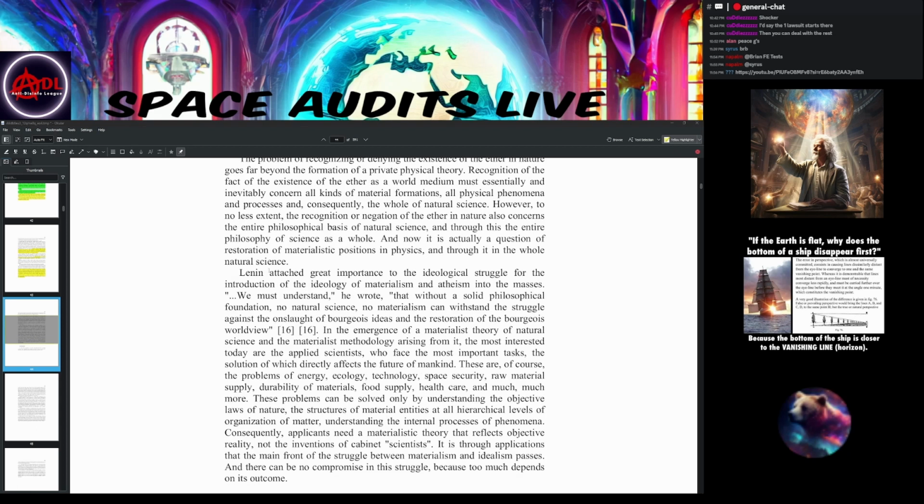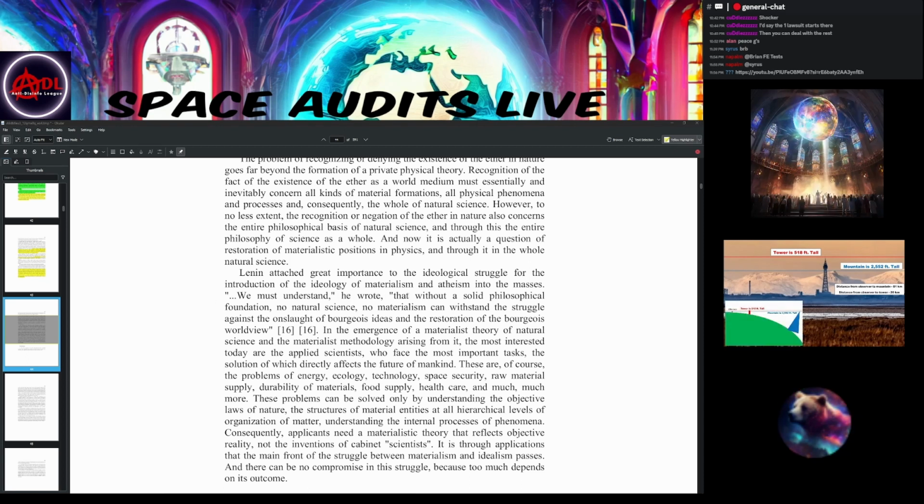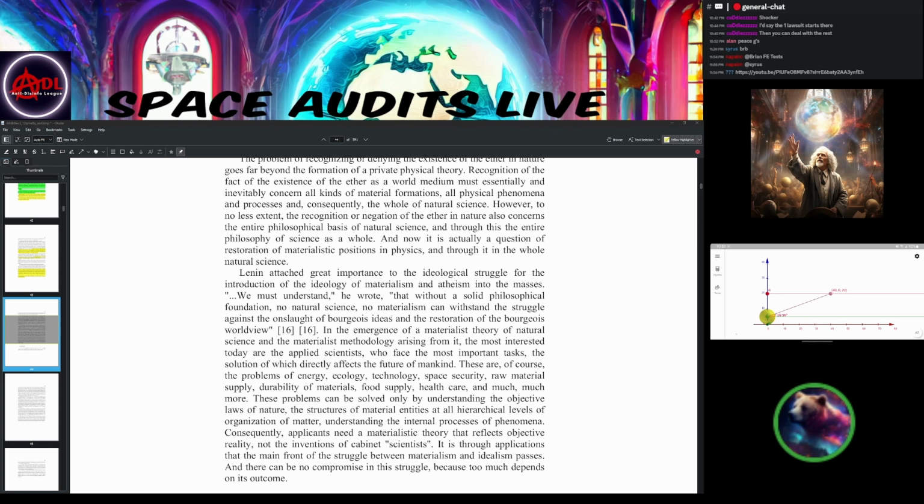And now it is actually a question of restoration of materialistic positions in physics and throughout the whole of natural science. Lenin attached great importance to the ideological struggle for the introduction of the ideology of materialism and atheism into the masses. We must understand, he wrote, that without a solid philosophical foundation, no natural science, no materialism can withstand the struggle against the onslaught of bourgeois ideas and the restoration of the bourgeois worldview.